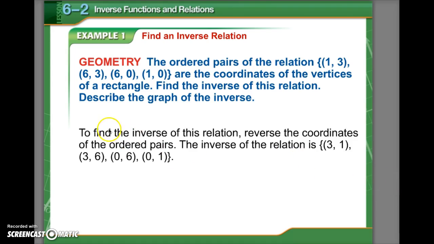So pretty simply, in order to find the inverse of the relation, when they're just coordinate points, all you have to do is reverse the coordinates of the ordered pairs. So if we flip (1, 3), we get (3, 1). If we flip (6, 3), we get (3, 6), etc., etc. And so these are all the points in the inverse of the relation.